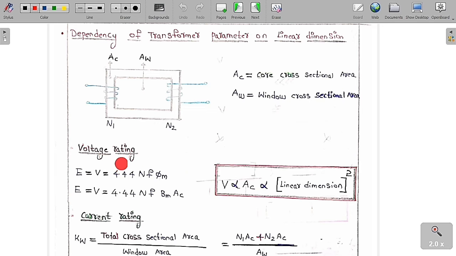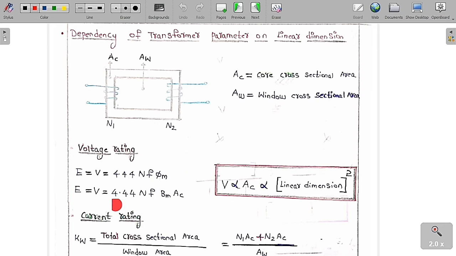Then what is the voltage rating? The voltage rating, or the EMF induced across the primary or the secondary, has the general equation E, which is nearly equal to the supply voltage, equal to 4.44 N F phi M. This is a formula that you always have to remember. Here phi M is the maximum flux, which is equal to the maximum flux density into the area of the core.